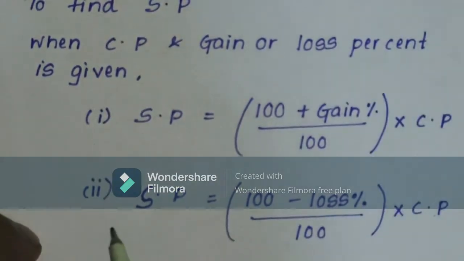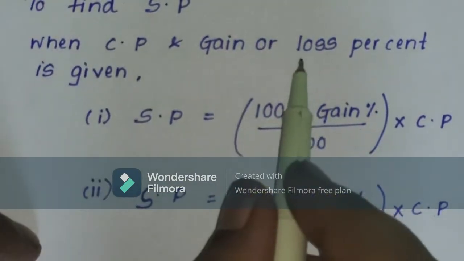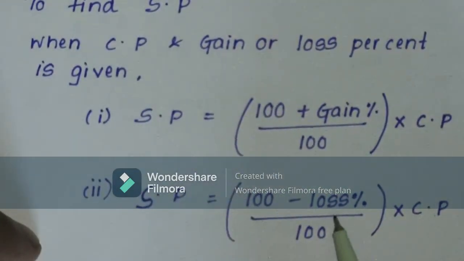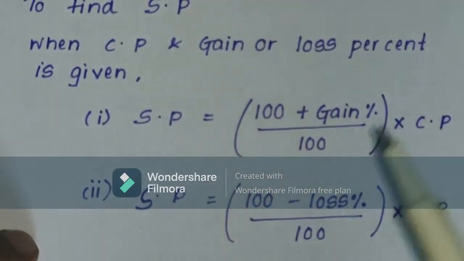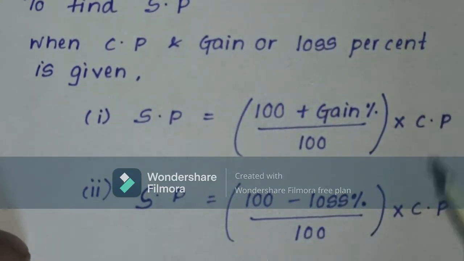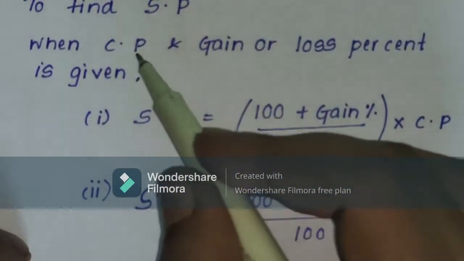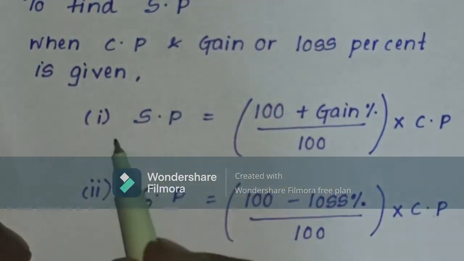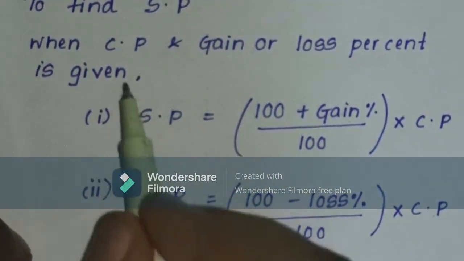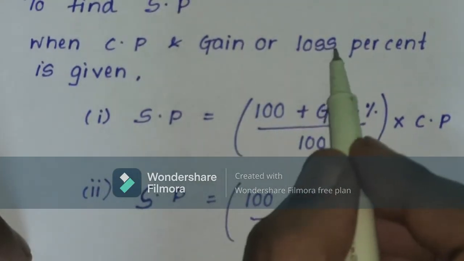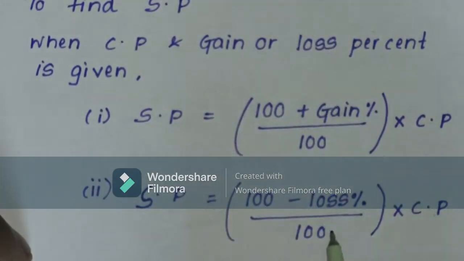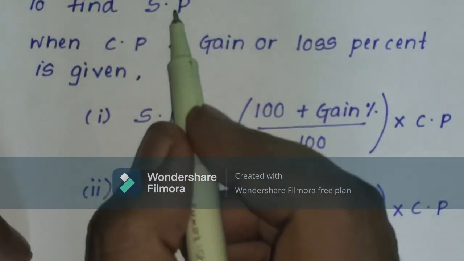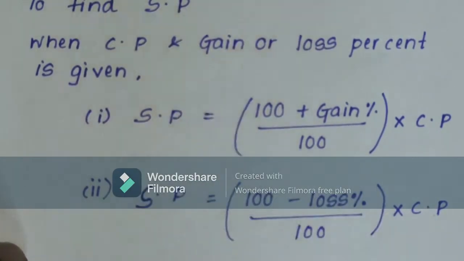Same thing in case a loss has been given to you and CP has been given, so you are going to use the second formula. So it depends upon the question, student, what has been given to you. If CP and gain percent have been given and you have to find the SP, this is the first formula. If CP is given and the loss percent has been given, this is the formula to find the SP, that is selling price.